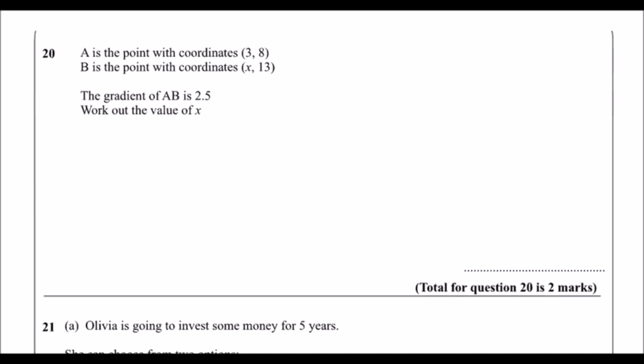Question 20. A is the point with coordinates 3, 8. B is the point with coordinates x, 13. The gradient of AB is 2.5. Work out the value of x. So we've got 2 points on a line. So we've got 3, 8 and x, 13. So we've got a line here, and we know its gradient is 2.5. And that means for every one it goes across, it goes up 2.5.